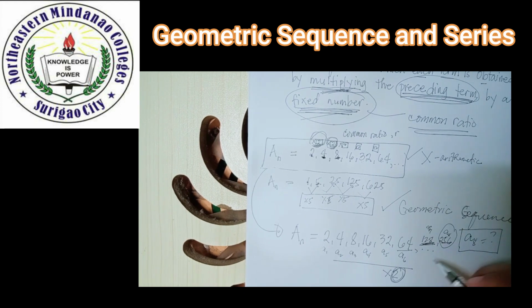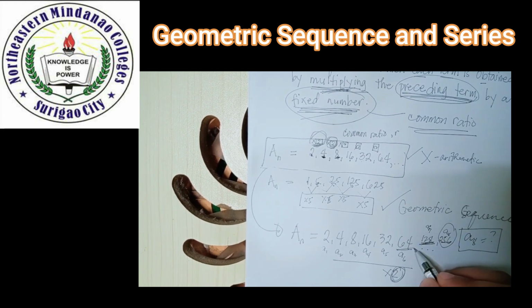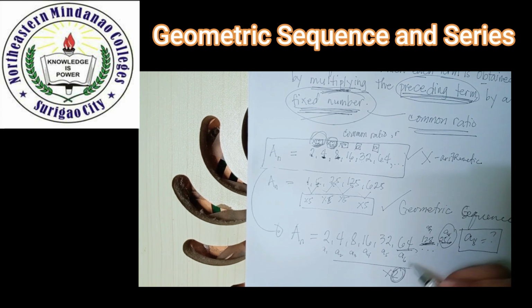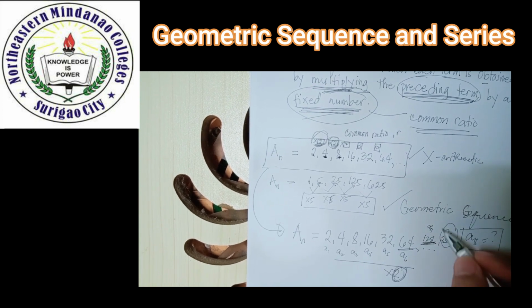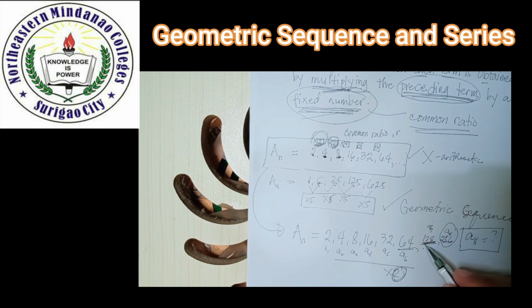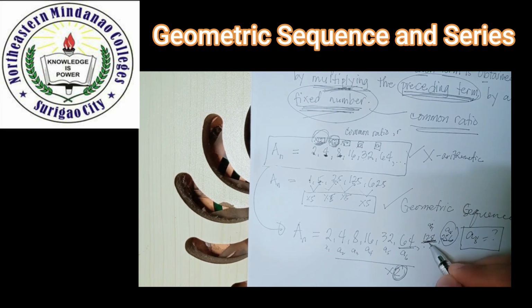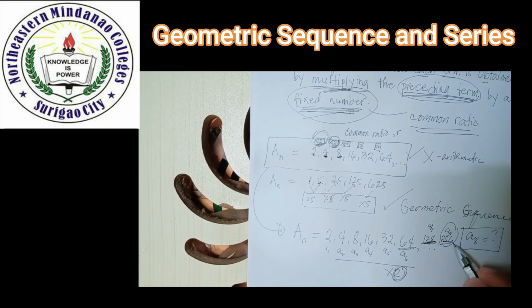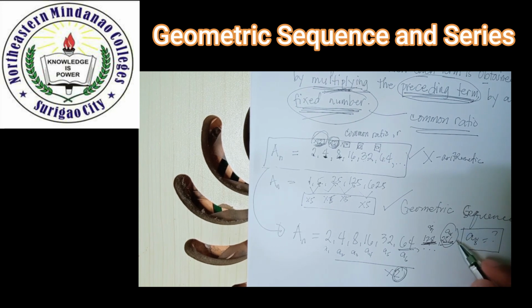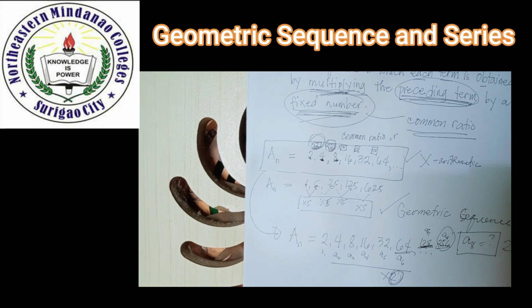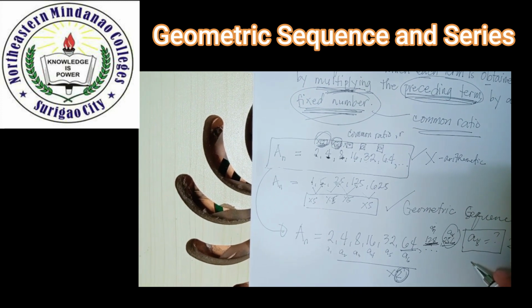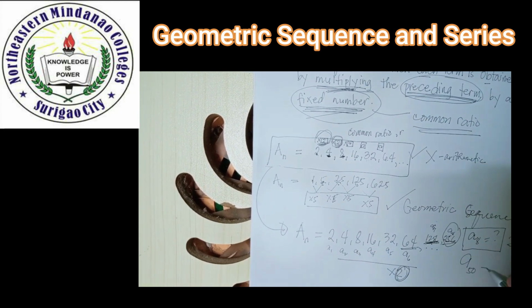You just multiplied by 2. The 64, then the result of 64 multiplied by 2, that was still A sub 7. So we multiplied by 2 and got 256, and that is A sub 8. Okay, so 256 is our A sub 8. What if we are asked to find A sub 50?